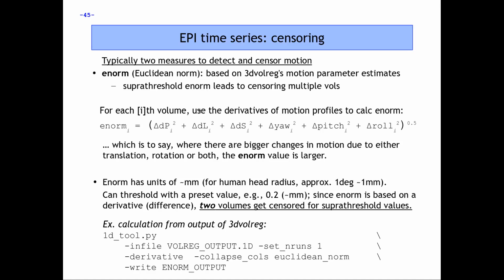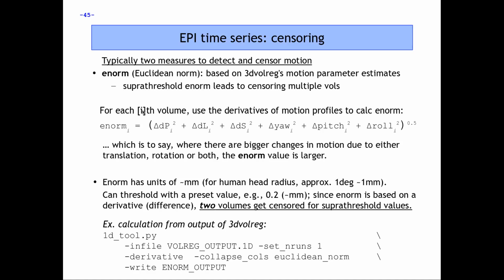Okay, so let's talk about censoring. How do we find volumes that the data is going to be considered untrustworthy? The first criterion we can use is what's called enorm, Euclidean norm, and this is based on the motion parameter estimates ourselves, our translation and rotation values that align us to one reference volume.